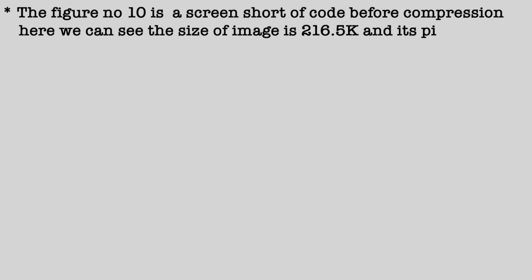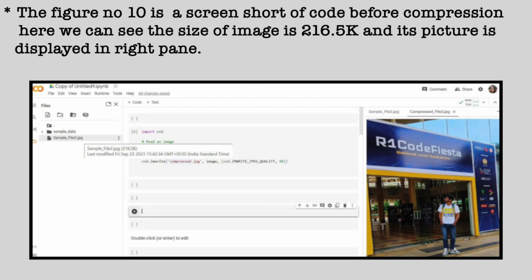So, the code reads an image, applies JPEG compression with a quality of 40, and saves the compressed image as compressed.jpg in the same directory where the script is executed. Figure number 10 is a screenshot of the code before compression. Here we can see the size of the image is 216.5K and its picture is displayed in the right pane.